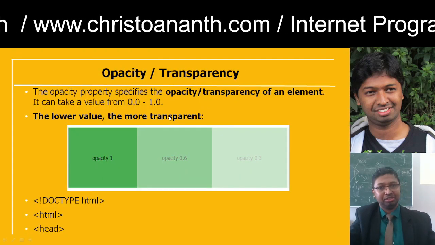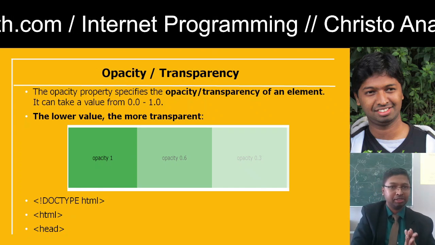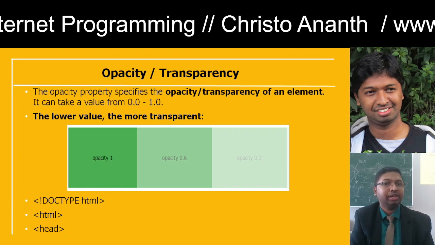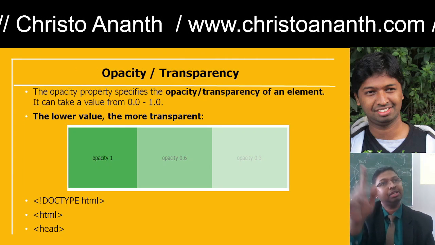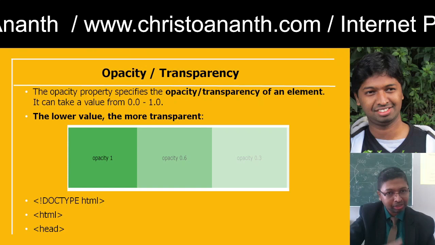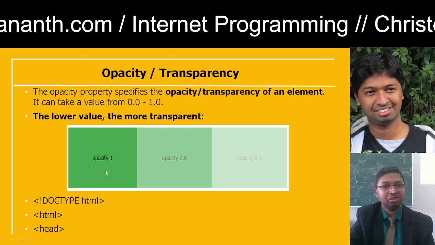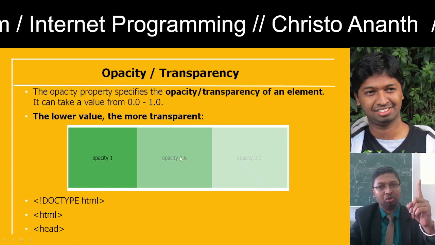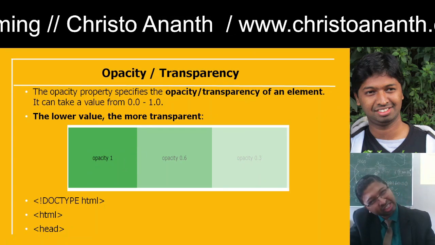Opacity or transparency, you can have different shades. Opacity or transparency can take a value from 0.0 to 1.0, so between that you can specify the value. The lower the value, the more transparent it will be. So this is opacity 1 maximum, opacity 0.6 lighter, opacity 0.3 even lighter.